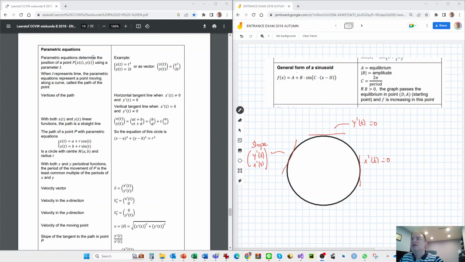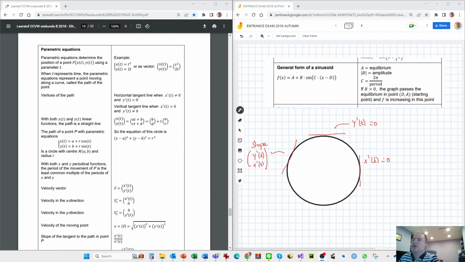Questions about parametric equations are often asked. They describe paths in space. They consist of a point of which the x coordinate and the y coordinate depend on a parameter t. And you can have vertices, or I guess extremes. You have a horizontal tangent when y prime of t equals 0, like given here for the example of a circle, and a vertical tangent when x prime of t is 0, like given here.